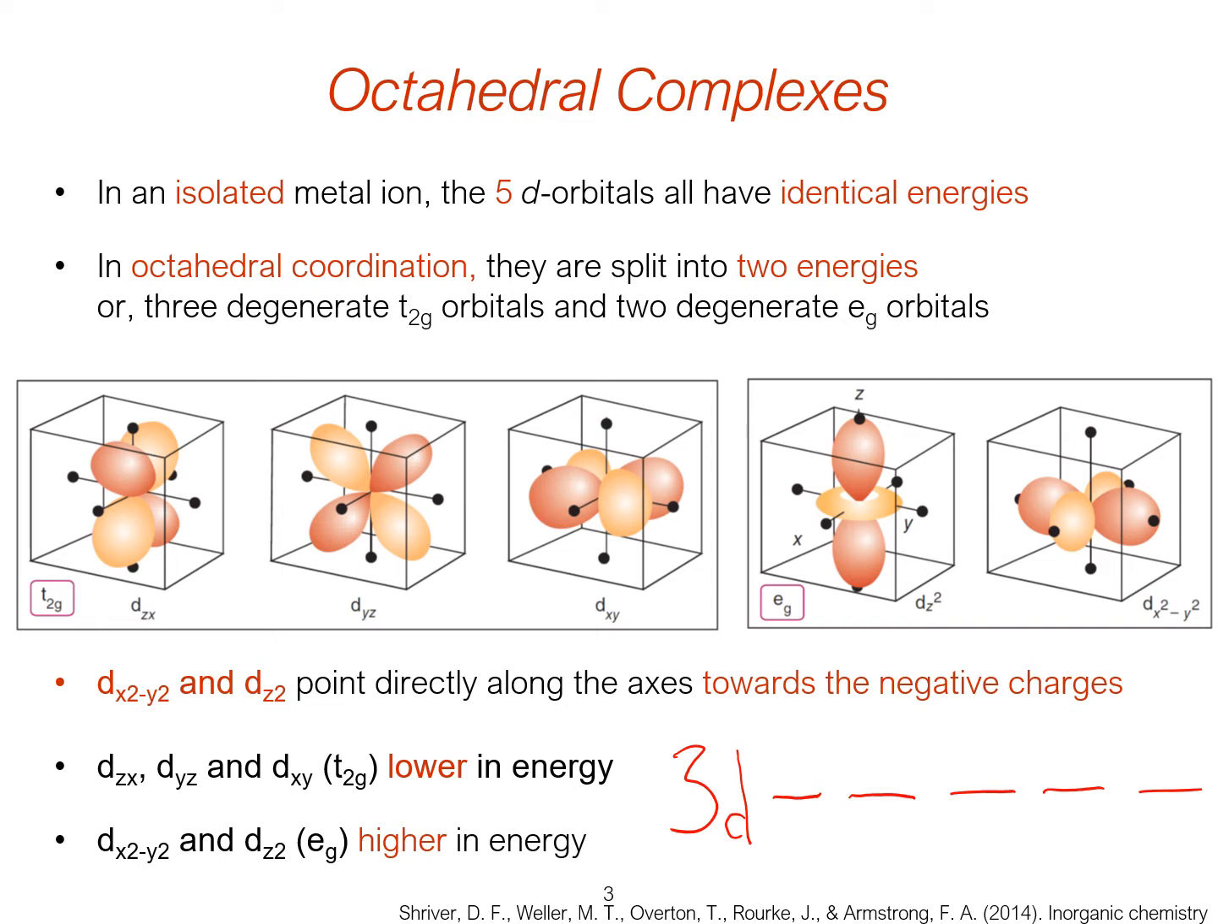However, when it's in an octahedral coordination, they have separate energies, or 2 energy levels. 3 degenerate orbitals, which are referred to as t2g, and they're shown on the left here, and 2 degenerate orbitals, which are known as eg orbitals, on the right hand side here. And the reason for this is the interaction of the ligands with the various d orbitals. So we said in an isolated metal ion, all the d orbitals have identical energies, but when we put this metal in what's called an octahedral crystal field, then we have the interaction of the point charges with the orbitals.